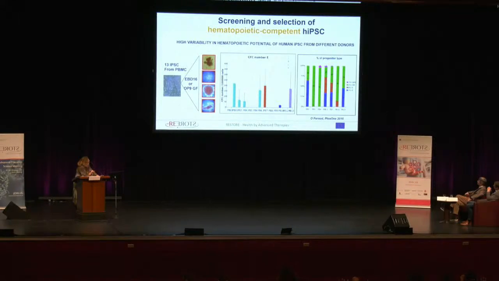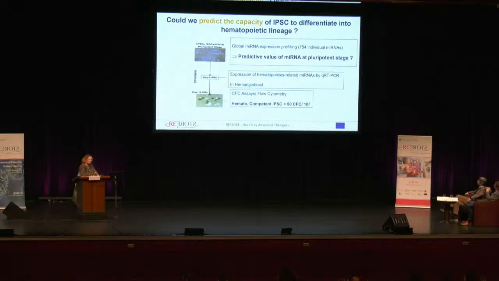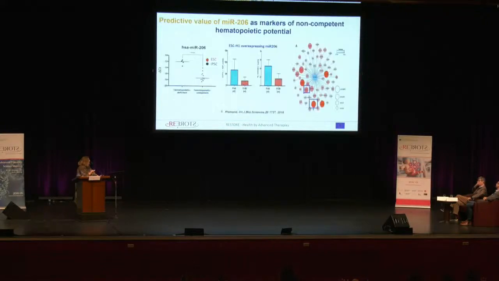So we asked what the reason is, and whether we can find very early markers at the pluripotent stage to predict the behavior of these iPS cells during culture. We used global microRNA expression profiling, analyzing more than 100 microRNAs, and we confirmed the existence of one microRNA, miR-206, which was overexpressed in cells with hematopoietic deficiency.